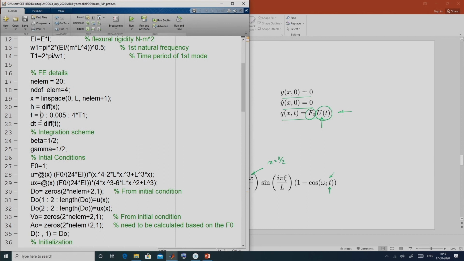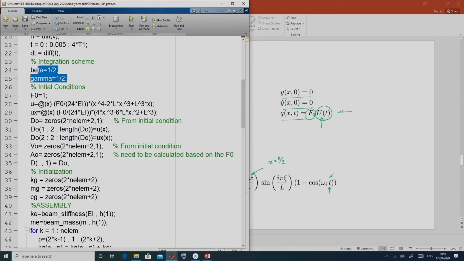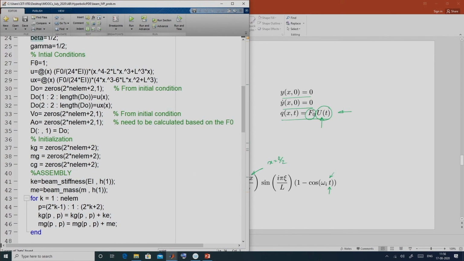Here I am interested in simulating up to 4 times the time period, just to see how the response is for this much time. This is the time step, so in this case delta t is 0.005. Then we have chosen the average acceleration method, so in that case beta equal to, gamma equal to half and alpha equal to half. Now, as I said, we had a uniformly distributed load, which gives the displacement u.